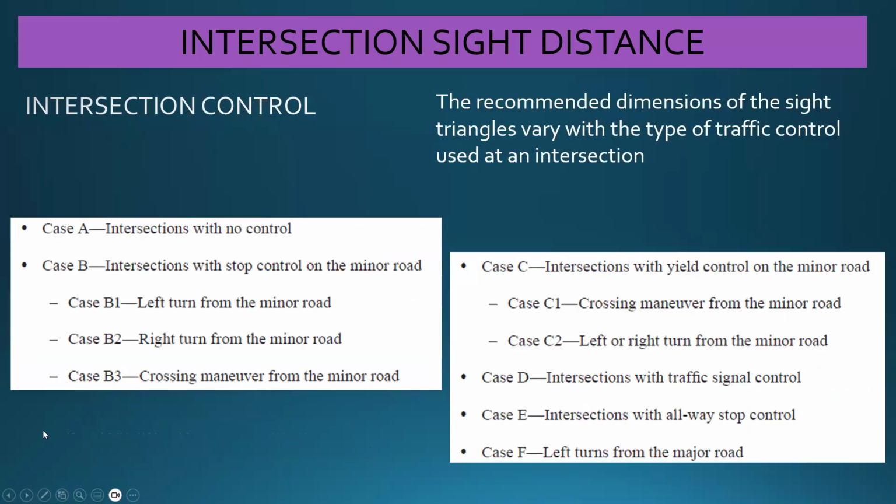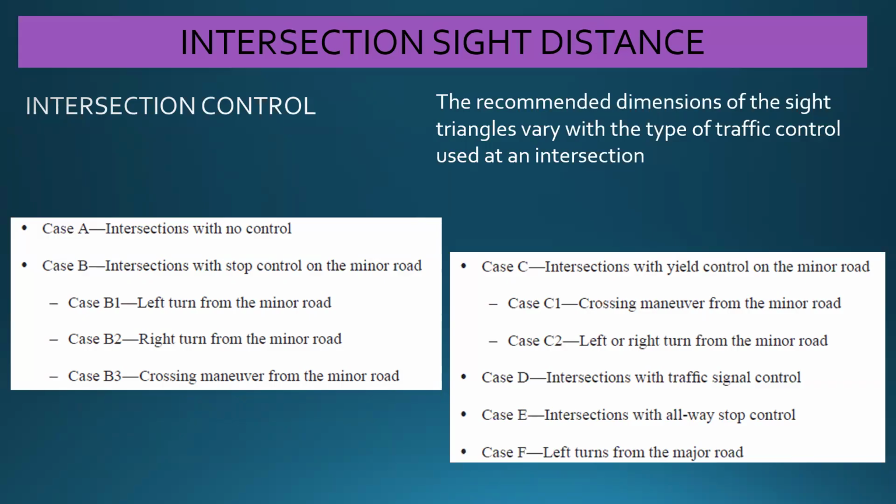So actually, the recommended dimensions of the sight triangles vary with the type of traffic control used at an intersection, because the behaviors of the drivers would be different because of how you control those roads. So there are actually, how many cases is this? 1, 2, 3, 4, 5, 6. 6 cases, and there are also sub cases for some cases.